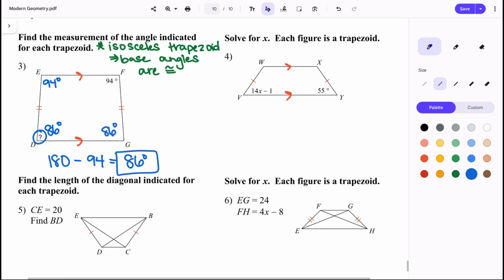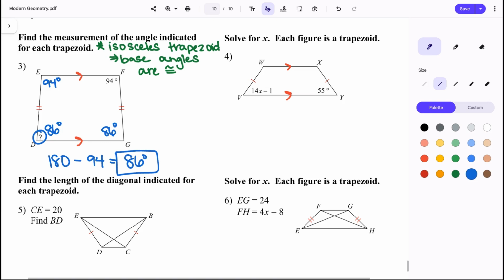should also be 86. They didn't ask me for that, but you should be able to know that because of those base angles that we just talked about. Now, we really probably won't talk a whole bunch about this, but a couple of you brought this up last week when we were talking about parallelograms and rectangles and all of that.